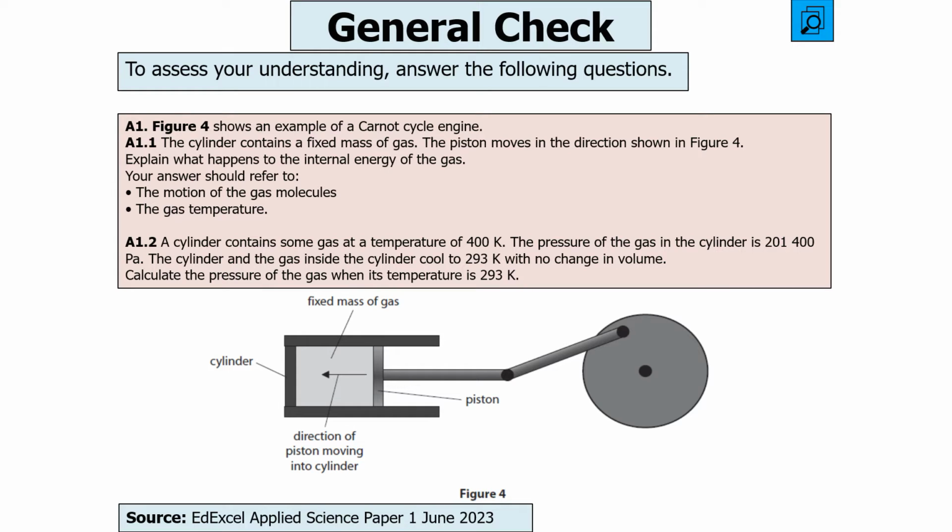A cylinder contains some gas at a temperature of 400 Kelvin. The pressure of the gas in the cylinder is 201,400 pascals. The cylinder and the gas inside the cylinder cool to 293 Kelvin with no change in volume. Calculate the pressure of the gas when its temperature is 293 Kelvin. So pause the video now, then unpause the video when you want to go through your answer.